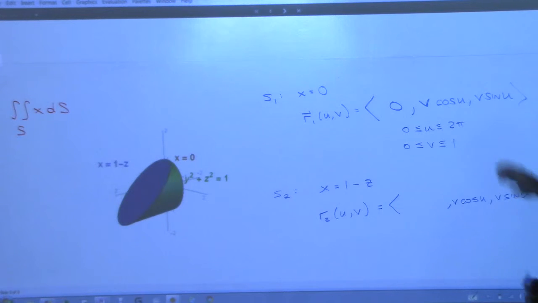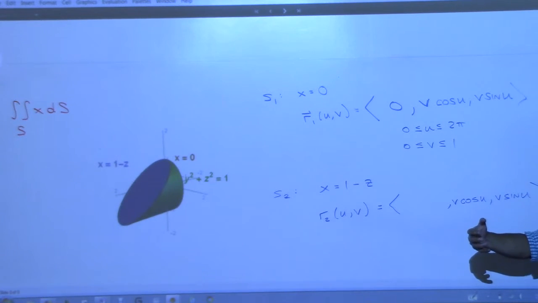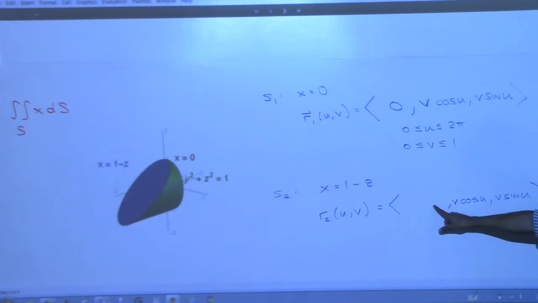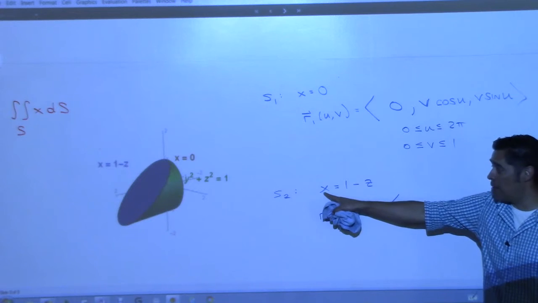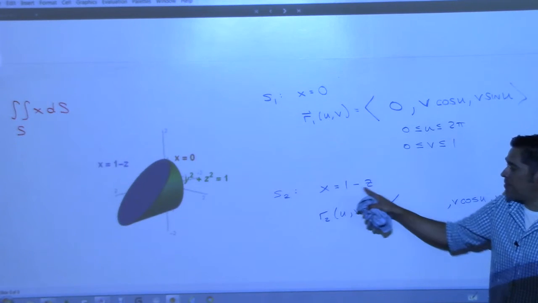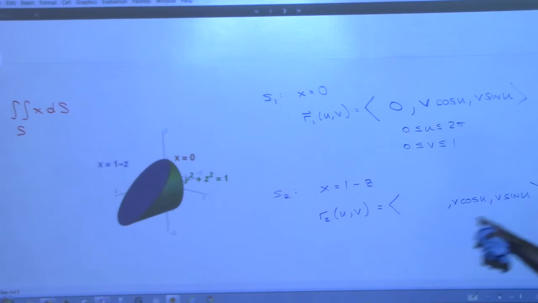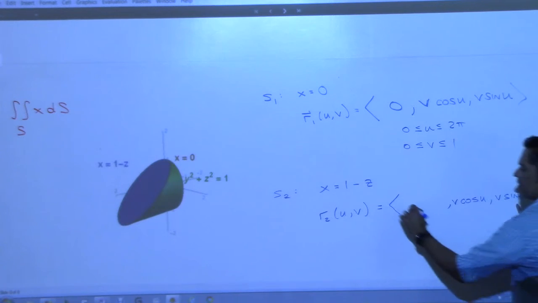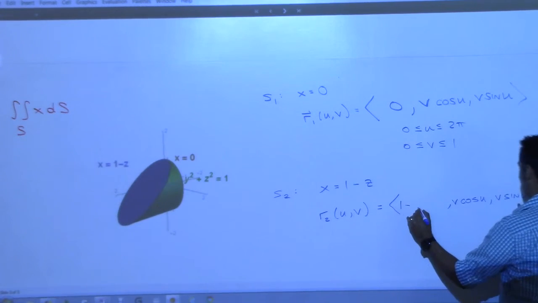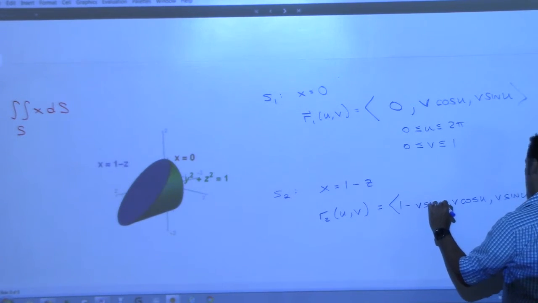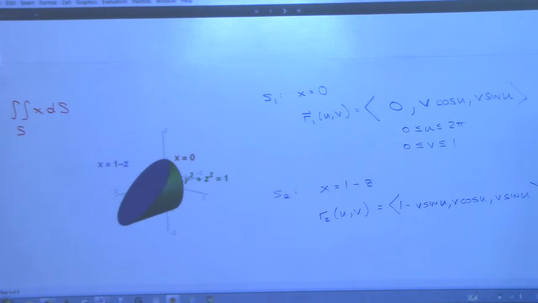Basically you're going to do the same thing here because you want to draw that disk, but you want to stretch it out along the x-axis. So what is x going to be? This plane equation tells us what x needs to be. X needs to be 1 minus z, and z is v sine u. So this should be 1 minus v sine u. And we can just reuse our restrictions.